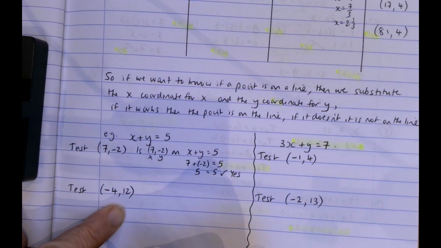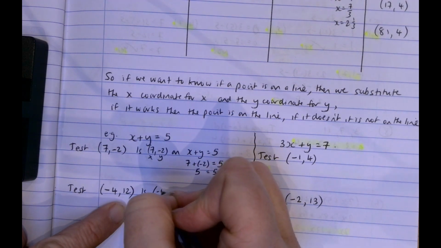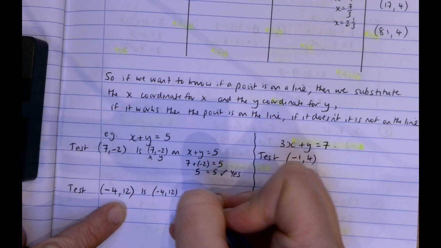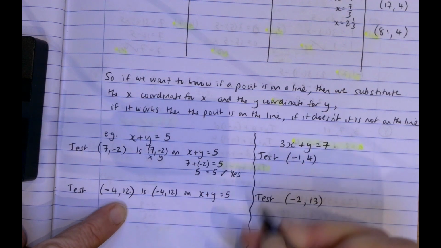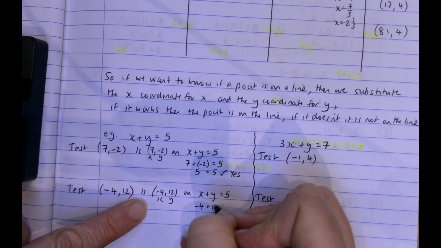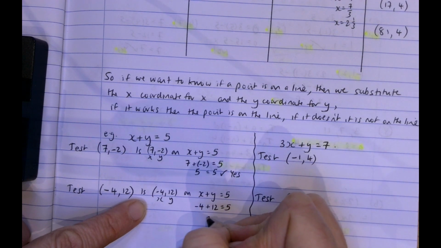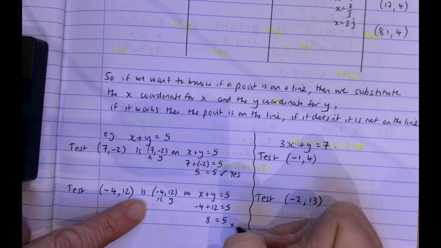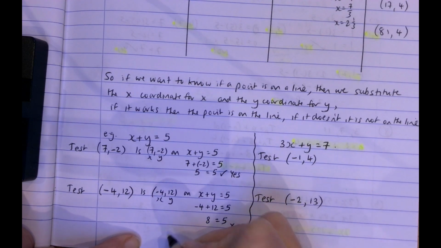Is (-4, 12) on that line? So is (-4, 12) on x plus y equals 5? Well, x is minus 4 and y is 12. Is minus 4 plus 12 equal to 5? Does 8 equal 5? No, of course not. So it's not on the line.